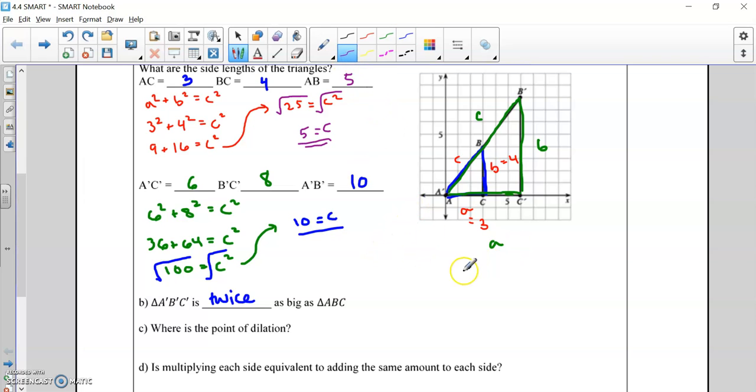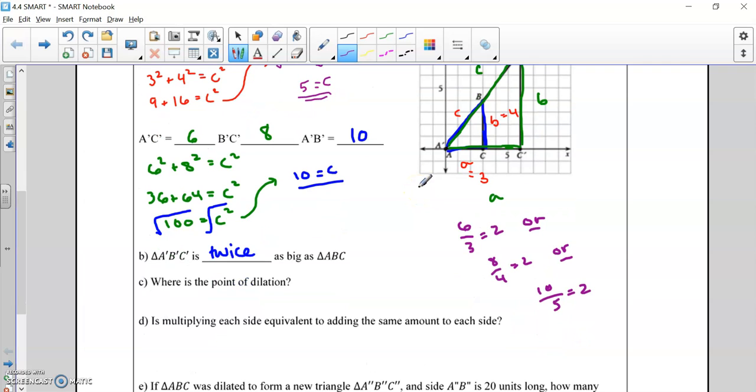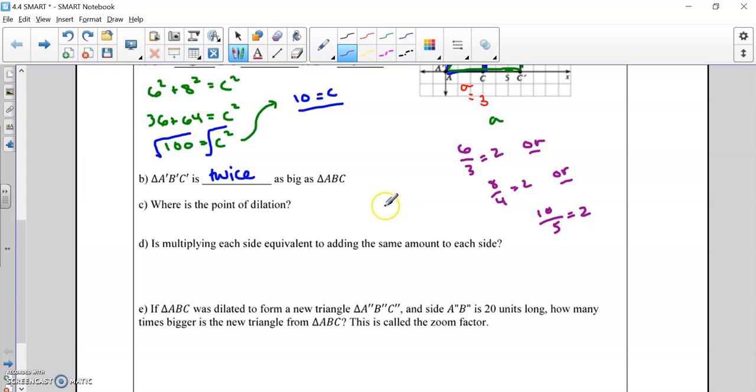And you could have found that by doing 6 divided by 3 equals 2, or 8 divided by 4 equals 2, or 10 divided by 5 equals 2. They should all equal the same thing, as long as you match the sides correctly. Our point of dilation by default is always going to be the origin. We can do dilations around other points, but for the sake of simplicity, we're not going to do that, kind of like how we also only did rotations around the origin. We're not going to complicate it further than that.